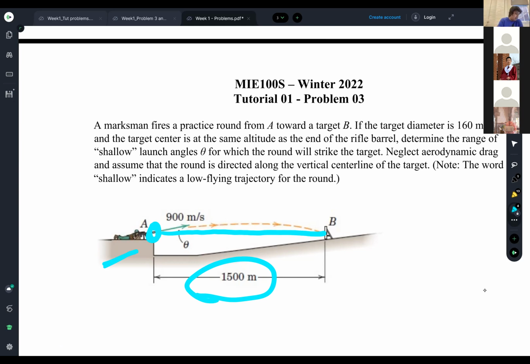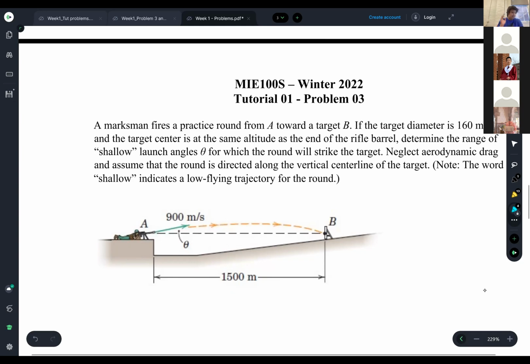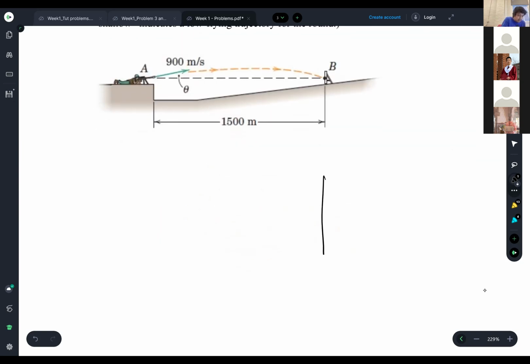So you need to find out what would be the angle of launching for both cases so that it at least hits the target. Let me just simplify it for you. How can it at least hit the target? For example, this is your target, right? Let's say this is 160 millimeters, right? And your nozzle, let me draw it down so that it's very clear. Okay, let's say this is your target.